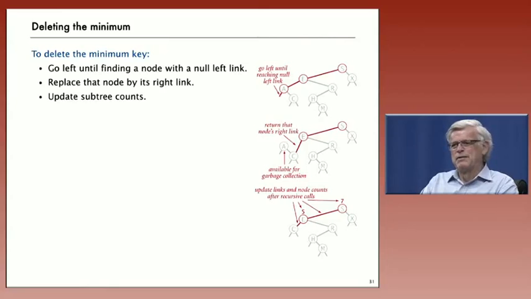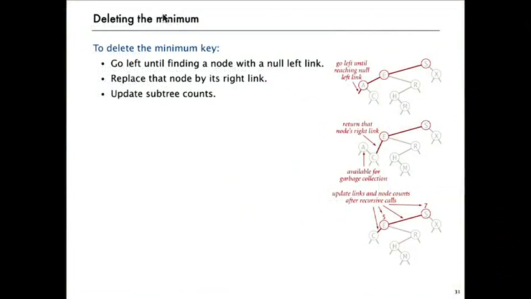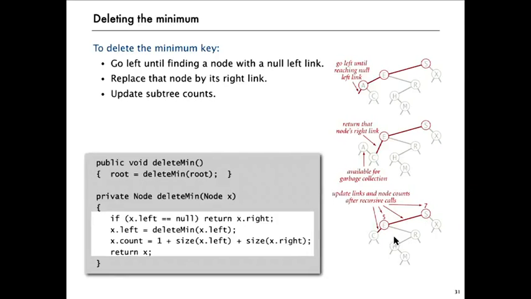What about deleting the minimum? Actually, that's maybe not too difficult. To delete the minimum in a binary search tree, we just go to the left until we get a null left link. And then what we can do is just return that node's right link. Then that old node, nobody's pointing to it, so it's available for garbage collection. And then we use our usual trick of returning the link that we went down to update the other links after the recursive calls. And also, we have to update the counts. Something happened down below, and we use that code to update the counts in a consistent way.